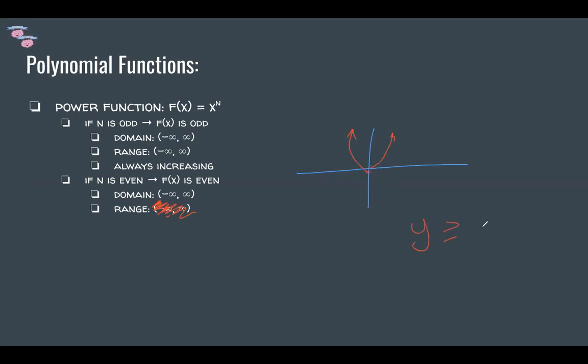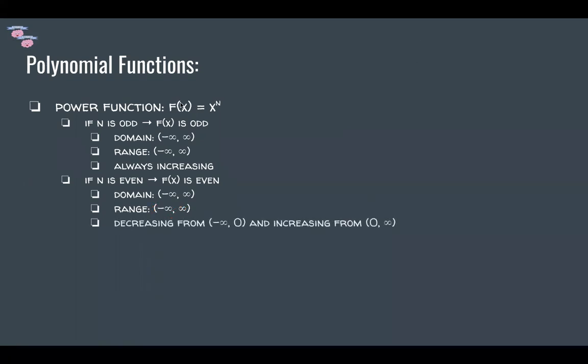the range is y is greater than or equal to the lowest minimum. In this case, in a quadratic, it's just the vertex. In a quartic, it'll be something like this, which again is the vertex. And then you see a pattern. In this case, there's no exceptions like linear. This is probably something like 6th degree and so on. It's decreasing from negative infinity to 0 and increasing from 0 to infinity.